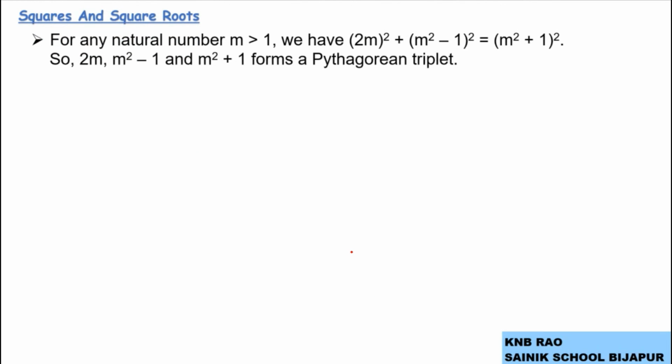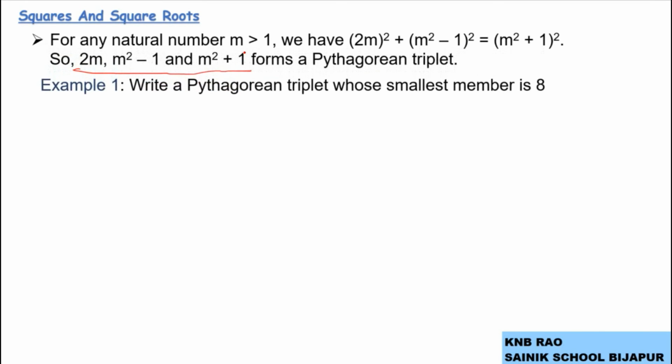You know that this formula, 2m, m square minus 1, m square plus 1, these three numbers will provide us Pythagorean triplets. Now we will use this knowledge in solving this sort of questions. Write Pythagorean triplets whose smallest member is 8. Whose smallest member is 8.